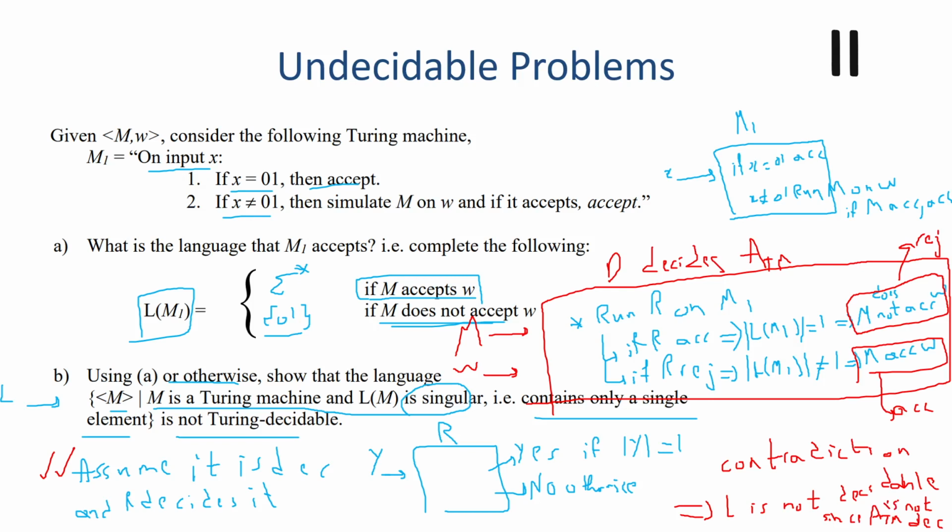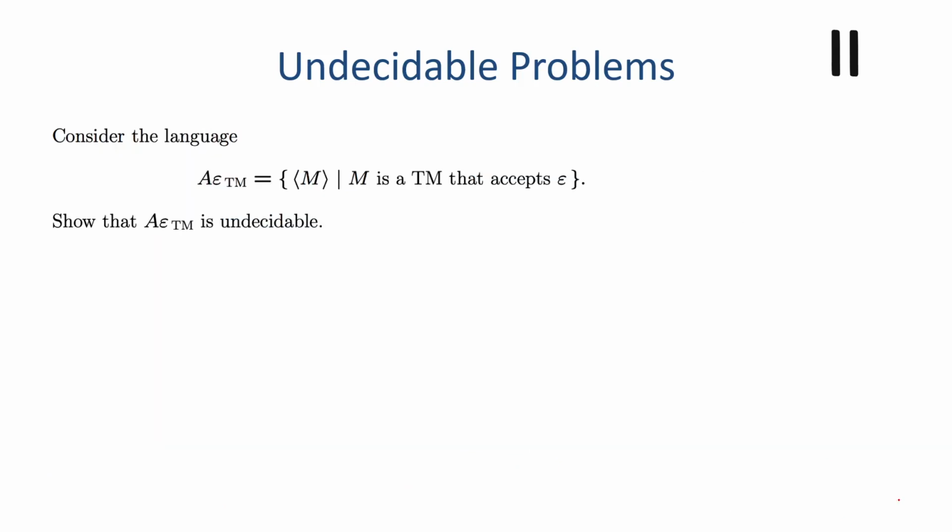Okay, hopefully that one made some sense. And this is a recurring idea. We've solved this before. So this next part, I'll leave it to you to try out on your own. This is the question that I got confused with before. So A epsilon TM, you can see why I got confused. It's similar to ATM. It's the language of Turing machines M that accept epsilon.